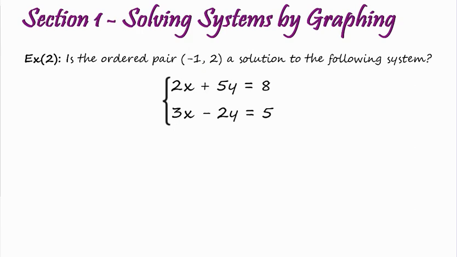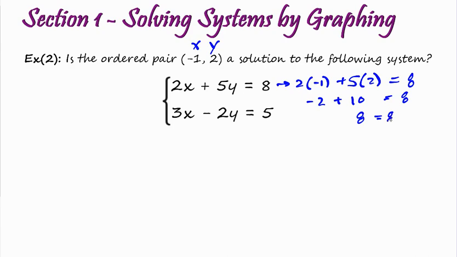Example 2 asks, is the ordered pair negative 1, 2 a solution to the following system? So once again, the first point is x, the second value is y, and we're going to plug in negative 1 for x, so we get 2 times negative 1 plus 5 times 2 equals 8, where we replace y with 2. 2 times negative 1 is negative 2. 5 times 2 is 10. And negative 2 and 10 combine to equal 8. So we see this is a true result.